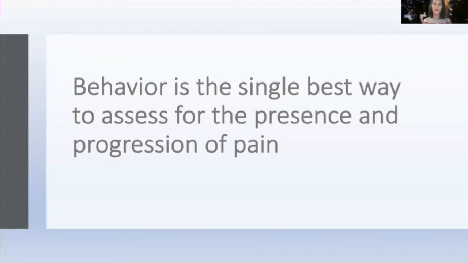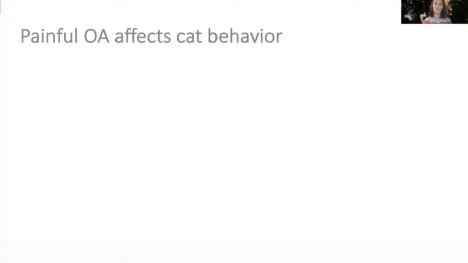Because of that, behavior is the single best way to assess for the presence and progression of pain. Understanding the behaviors that we're looking for, understanding the behaviors that change and the behaviors that we can track is the best way for us to be able to manage these cats and to assess them, right? They can't fill out a pain scale themselves. They can't tell us where they are. Sometimes it's difficult for us to interpret what the radiographs mean. So we really have to be focusing on that cat's behavior and what they're telling us. Because painful OA affects cat behavior in ways that we now can understand and appreciate and look for.